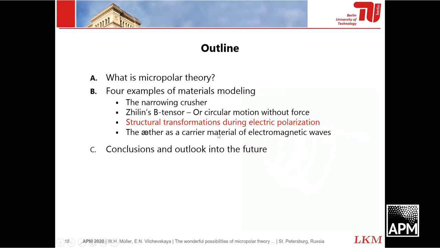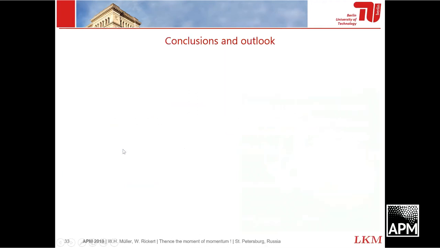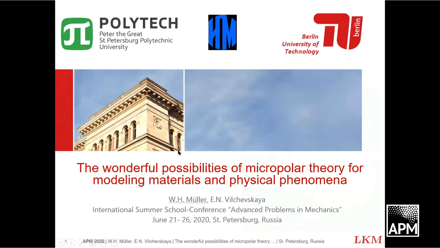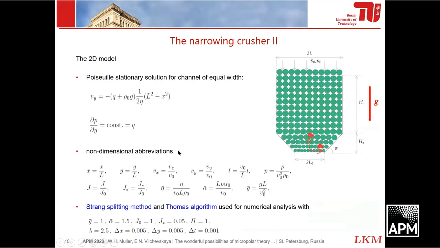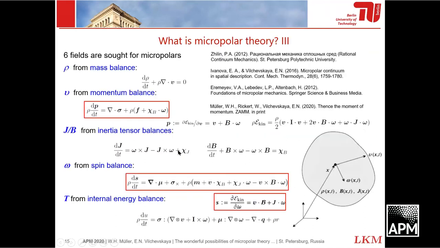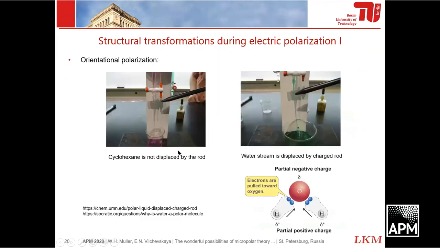So the next information here on micropolar materials is this one. Structural transformation during electric polarization. We are going to take a look again at this equation with the production term for the micro inertia. So, okay, that was again not right. I'm hitting the wrong button. I apologize for that. Here we go. This has to do with electric polarization.